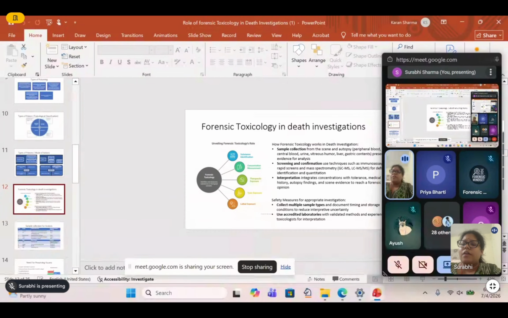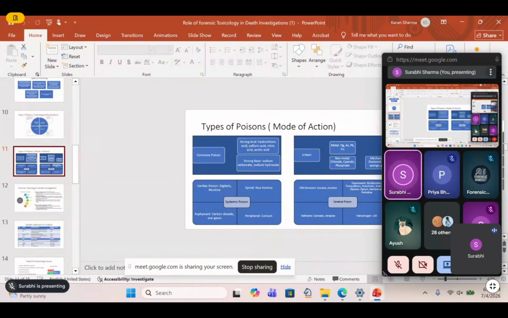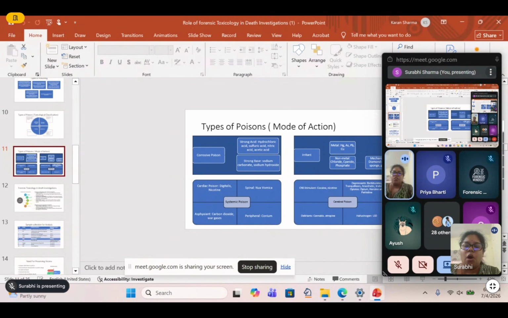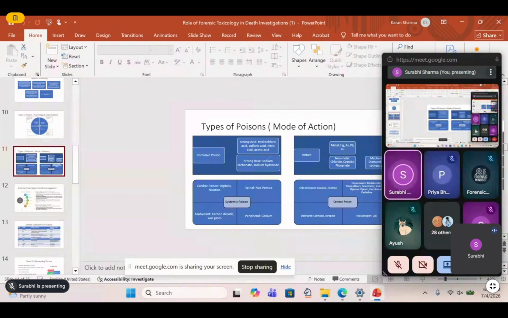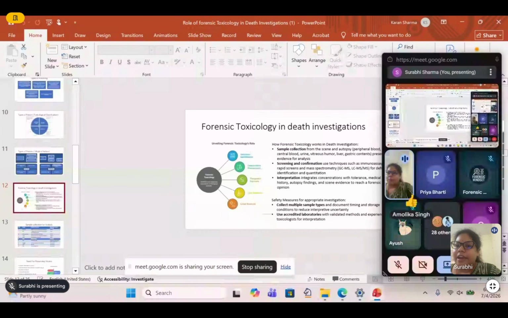Then we have instrumental analysis, and in instrumental analysis we have the instruments which I have already discussed with you in the above slides. I have told you about gas chromatography, high performance liquid chromatography, XRD, and AAS, and I'll be discussing them tomorrow as well. So we have sample collection, screening and confirmation, and interpretation.